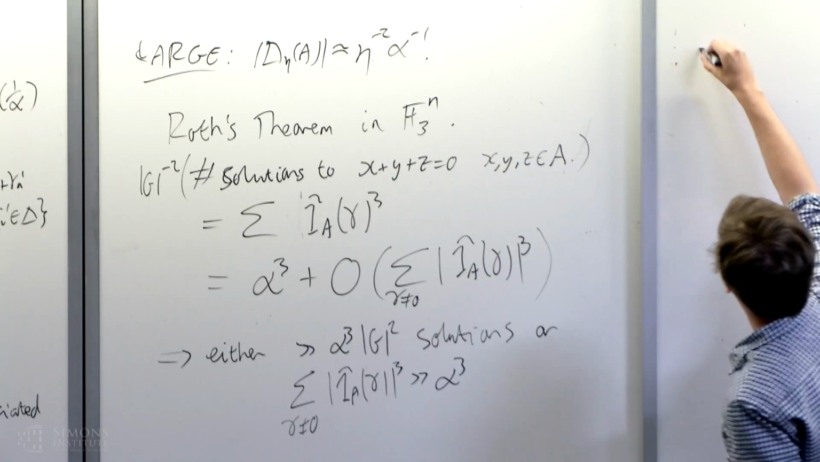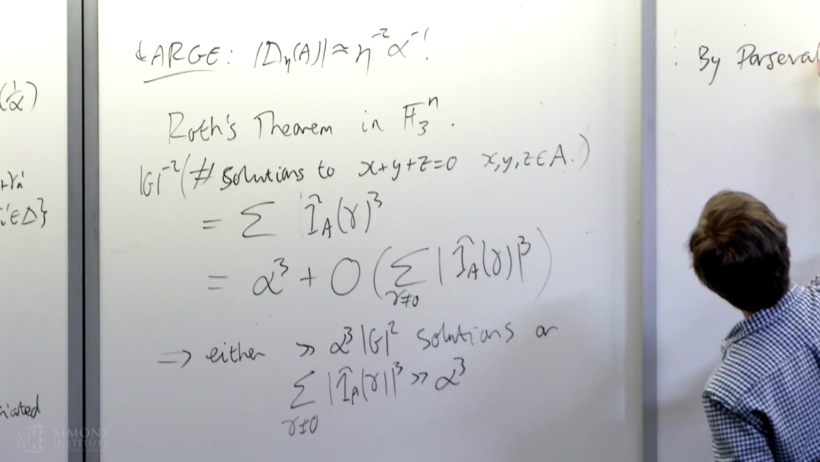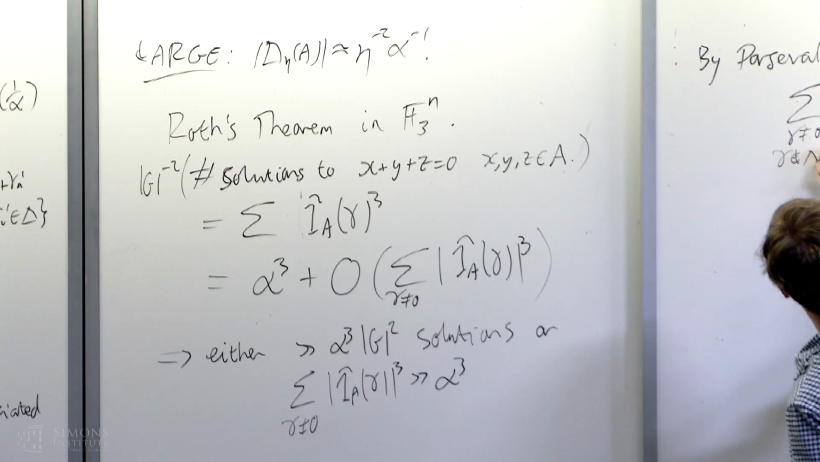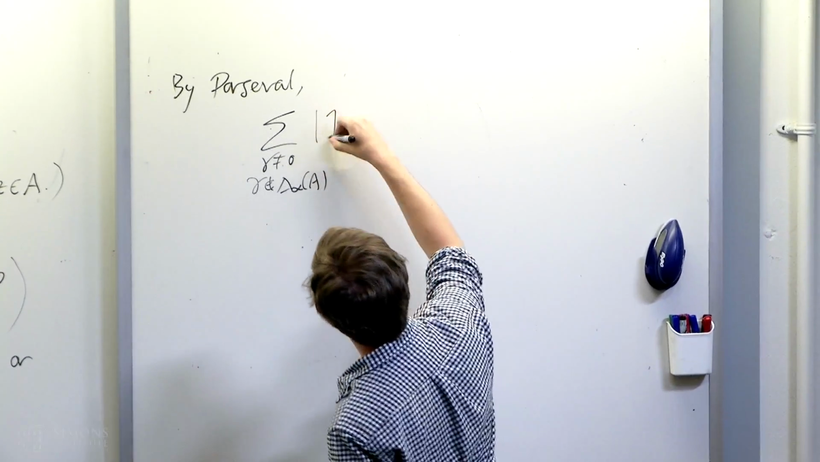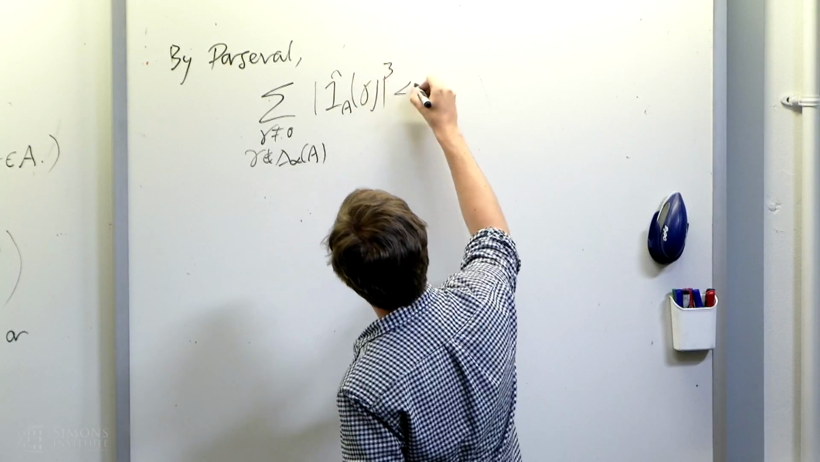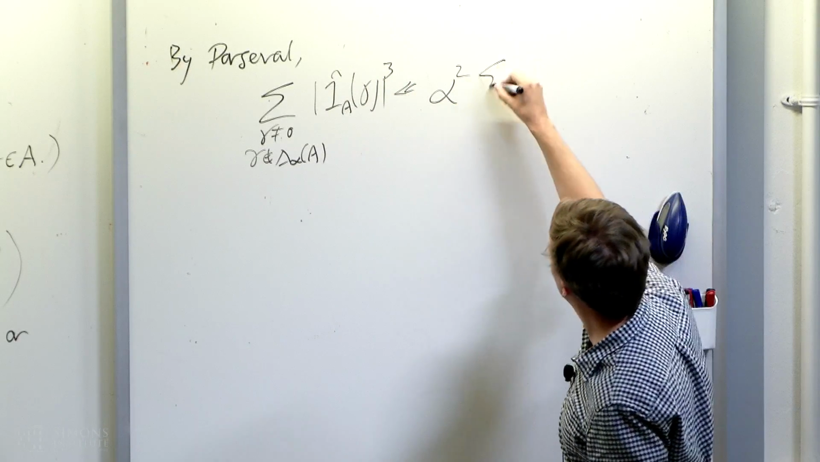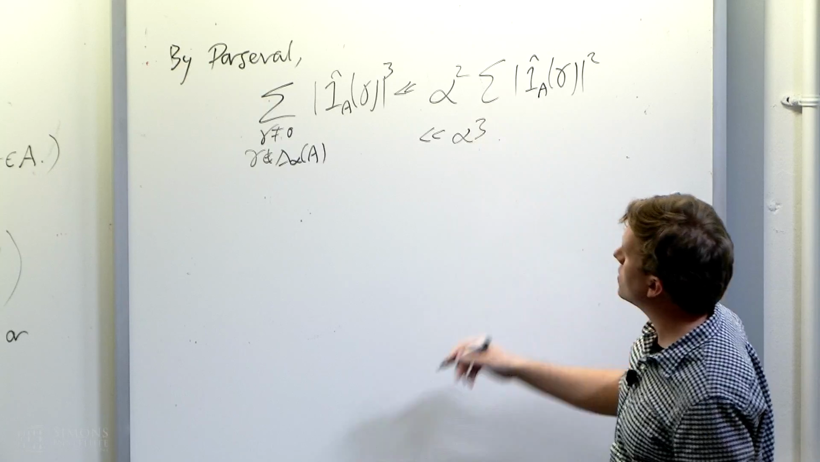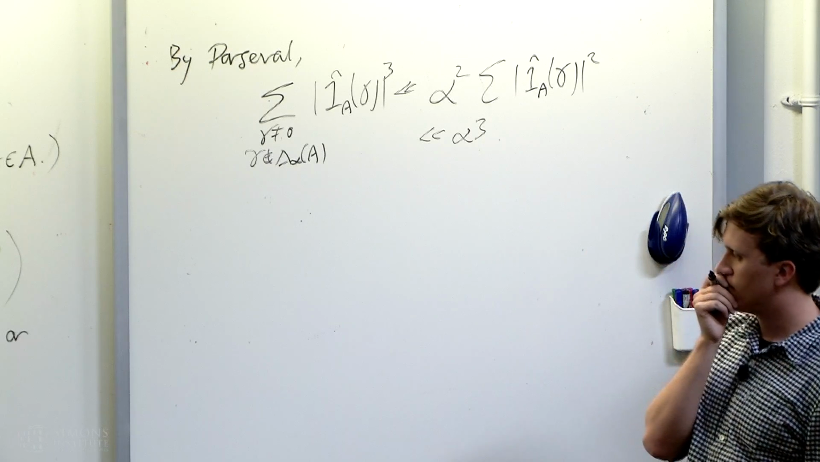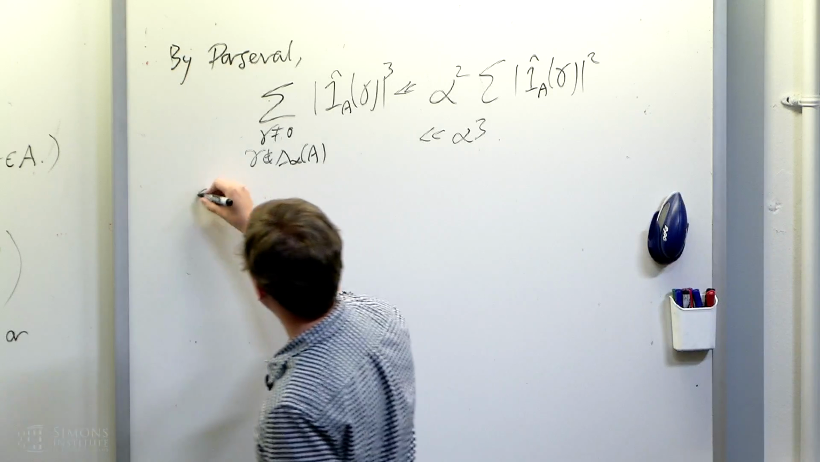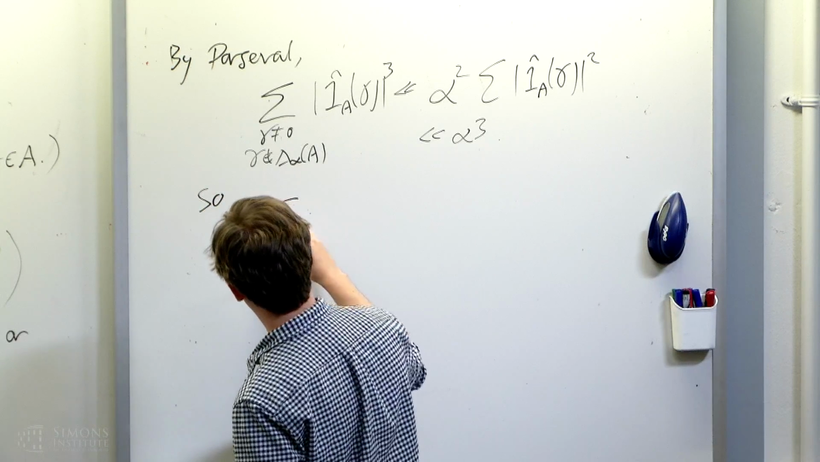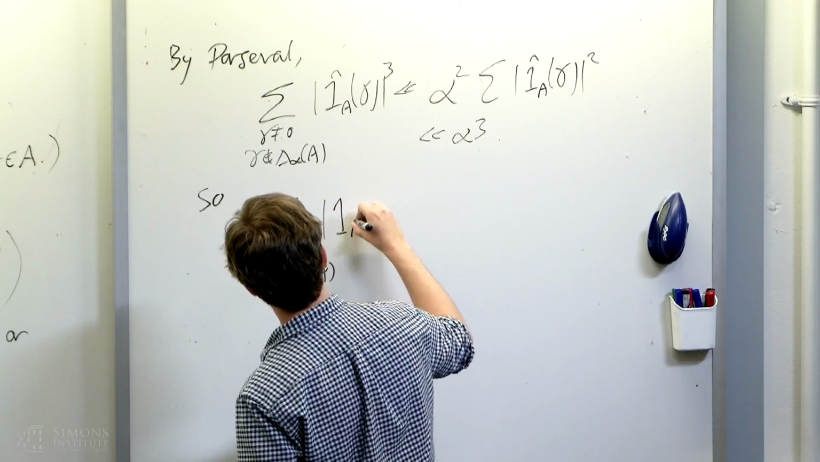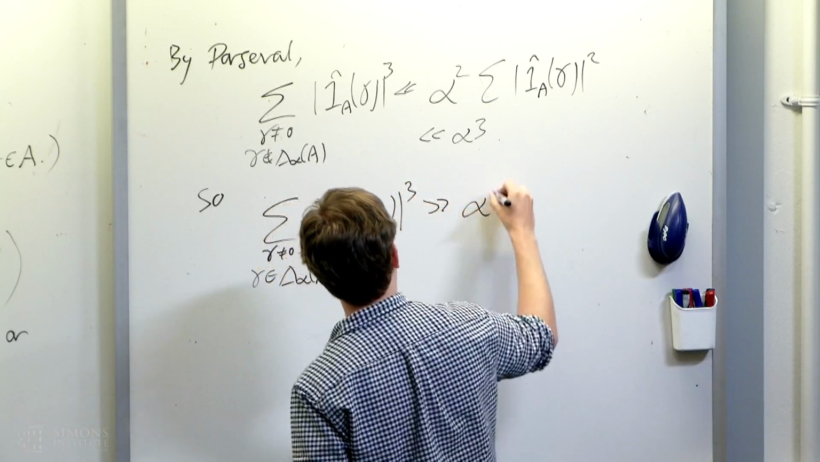So by Parseval, the sum over all gamma non-zero, gamma not inside the alpha level spectrum, say of A, is at most alpha squared, if I'm not in the spectrum, times the L1 norm squared, which is at most alpha cubed. So in other words, it's negligible for appropriate choices of constants. So we eventually arrive at this: the sum over everything in the alpha level spectrum of A, of the Fourier transform cubed, is at least alpha cubed.